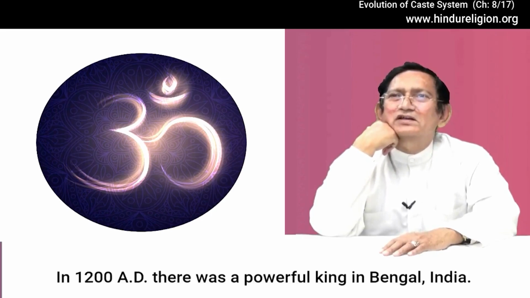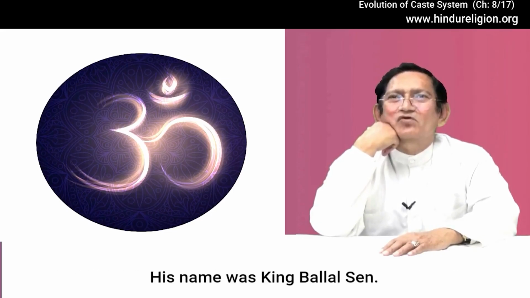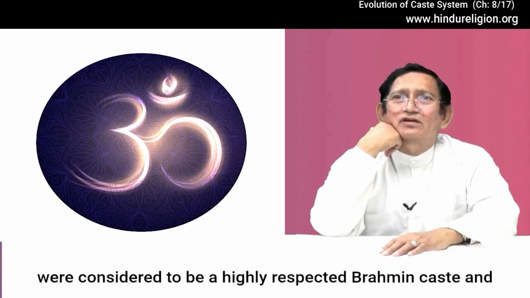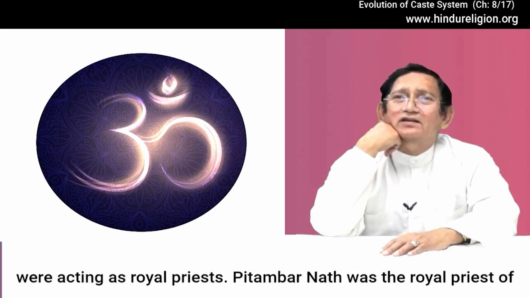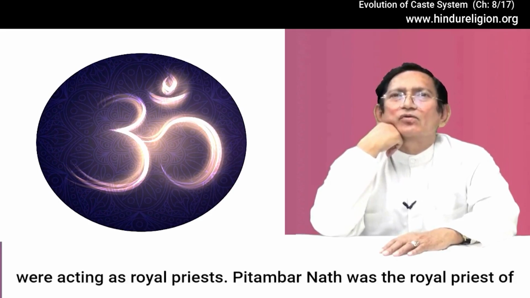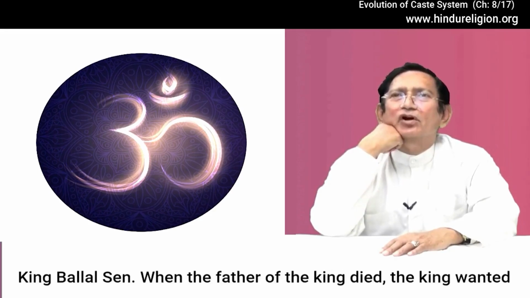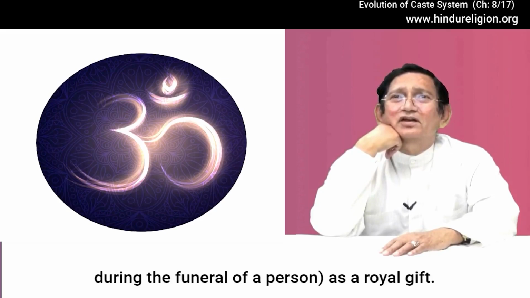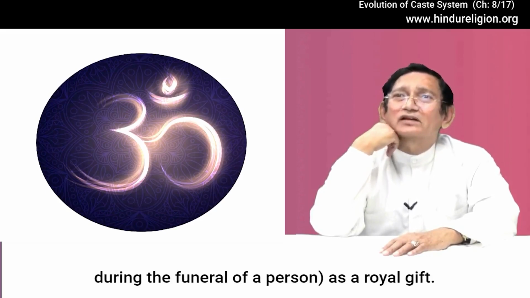In 1200 AD, there was a powerful king in Bengal, India. His name was King Ballal Sen. During his rule, Nath Brahmins, also known as Rudraja Brahmins, were considered to be a highly respected Brahmin caste and were acting as royal priests. Pitambar Nath was the royal priest of King Ballal Sen. When the father of the king died, the king wanted his guru Pitambar Nath to take the Pindadan, that is, an item given during the funeral of a person, as a royal gift.